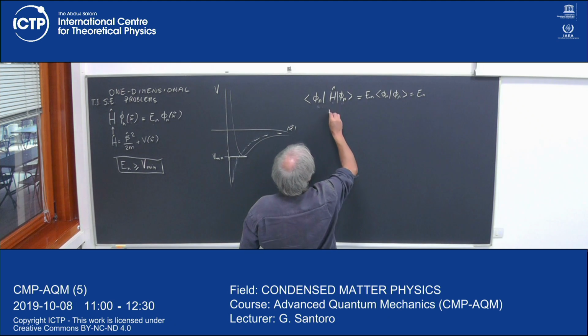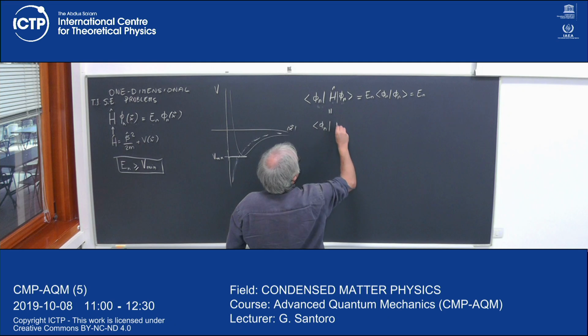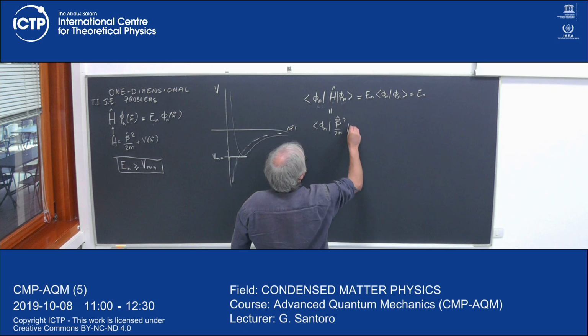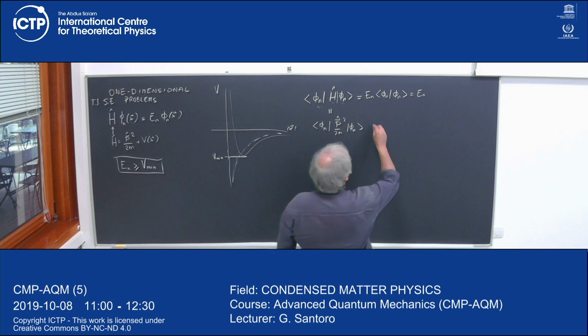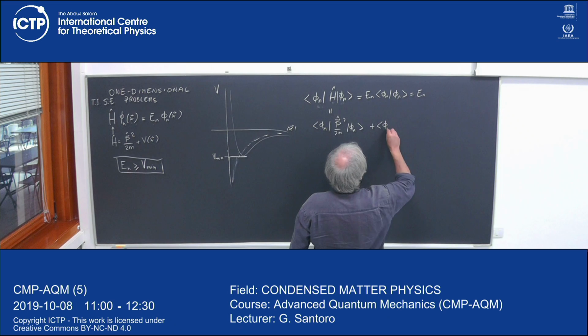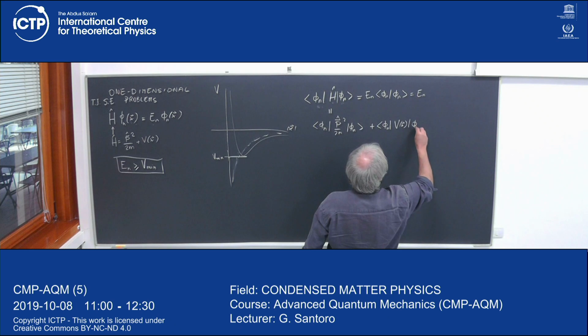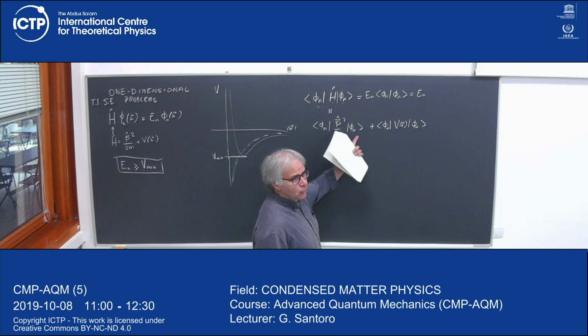This is a sum of two terms. The first term is phi n, p squared over 2m, phi n. This is the kinetic energy contribution, plus phi n, V of x, phi n, right? Let us start looking at the first one.